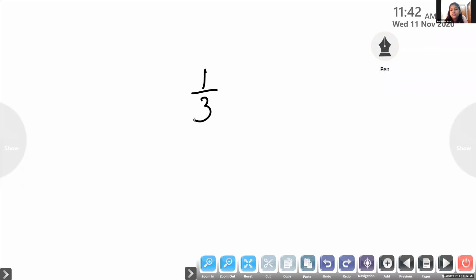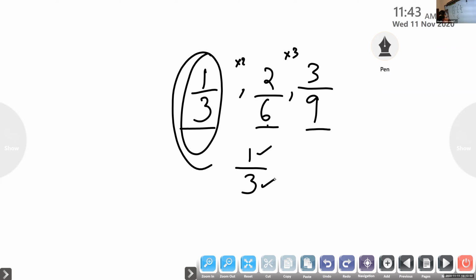Understood? Here, lowest form means the numerator 1 and denominator 3 will not have any common factors. What is the common factor here? The common factor will be 1 itself. There will not be any common factors between 1 and 3. So out of 1 by 3, 2 by 6, 3 by 9, the fraction in its lowest form or lowest term is 1 by 3.